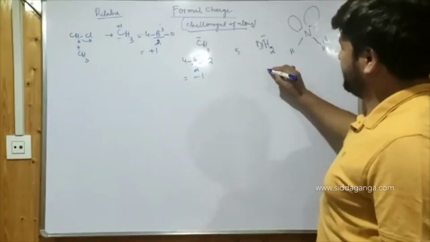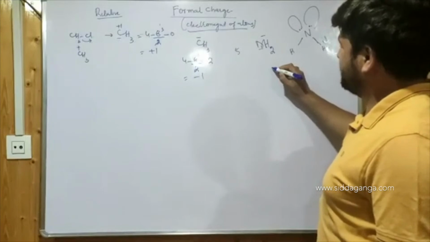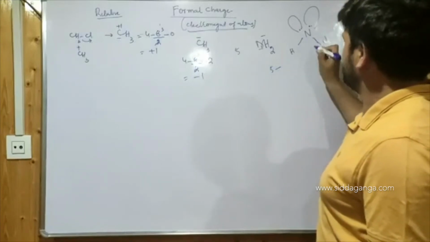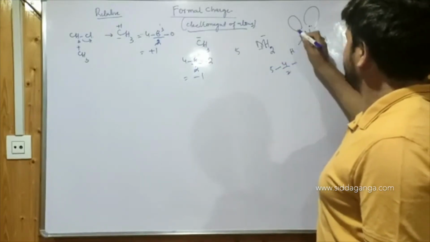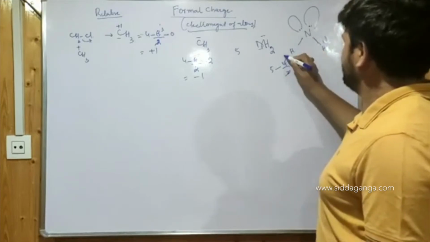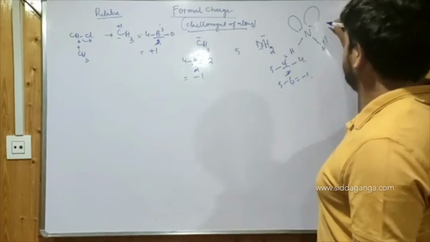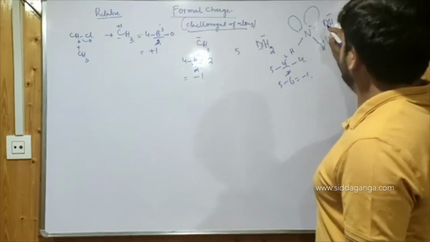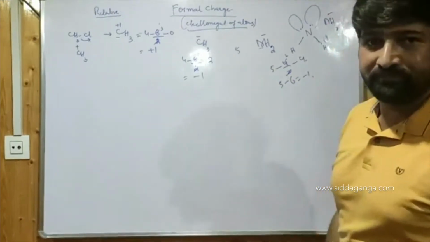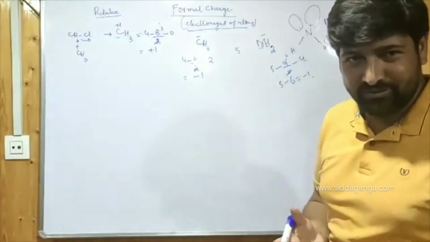Correct. So valence electrons 5 minus shared 1, 2, 3, 4. 4 by 2, minus unshared 4. So that makes it 2. So 5 minus 6 will be -1. That's why NH2 minus. So what's the charge on nitrogen here? Minus. Are you getting the formal charge concepts here clear?